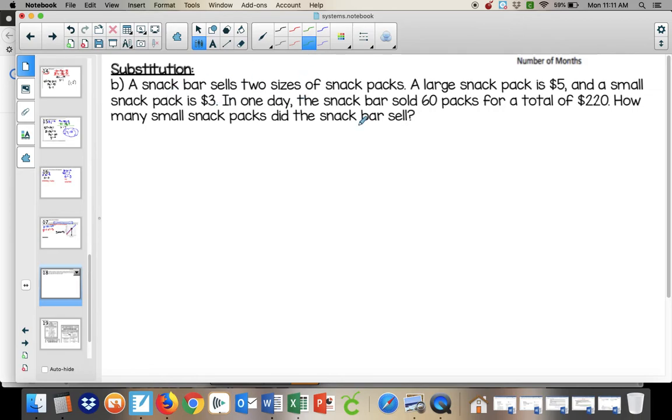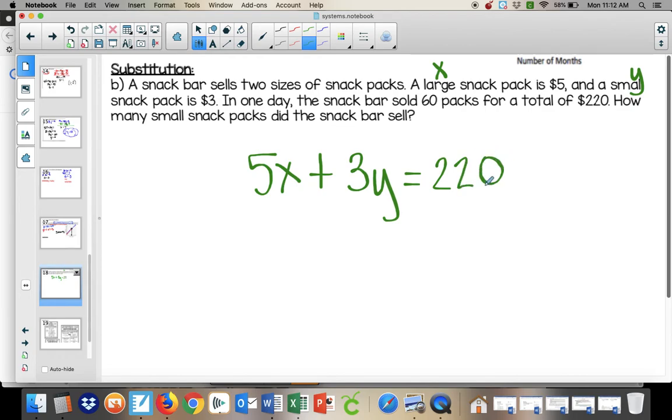It says a snack bar sells 2 sizes of snack packs. A large snack pack is $5 and a small snack pack is $3. In one day, the snack bar sold 60 packs for a total of $220. How many snack packs did they sell? How many small ones? Okay. We're going to have large be x and small be y. So $5 per large plus $3 per the small was sold $220.